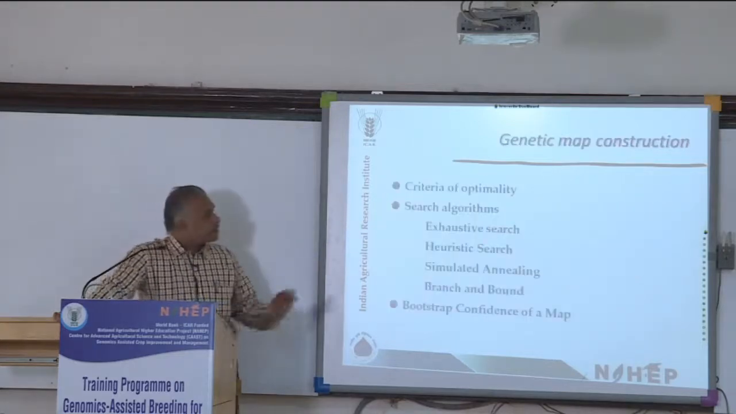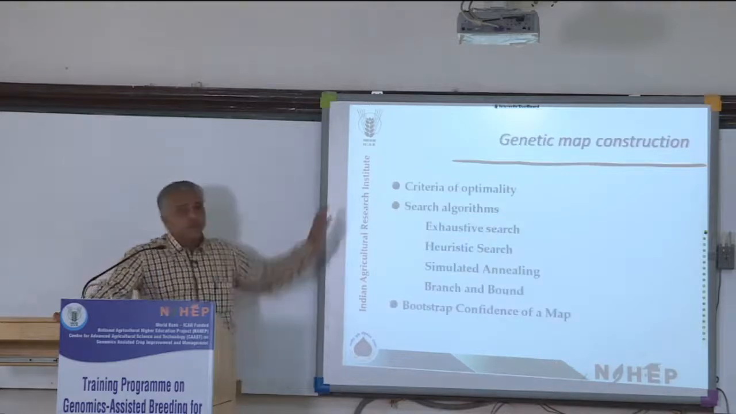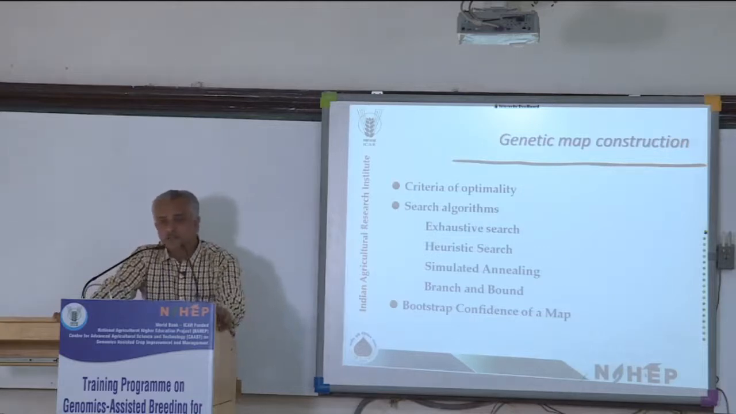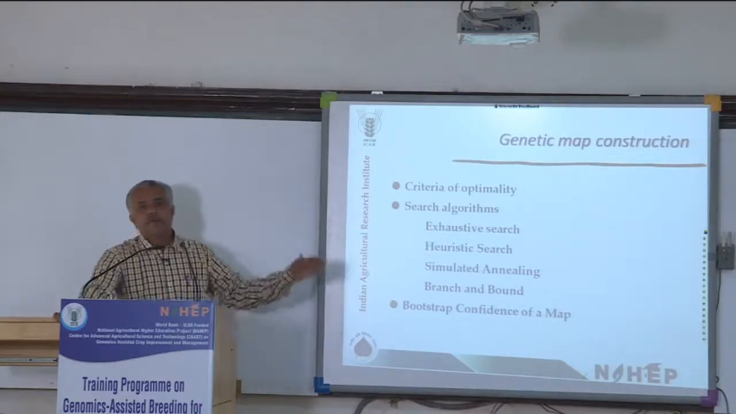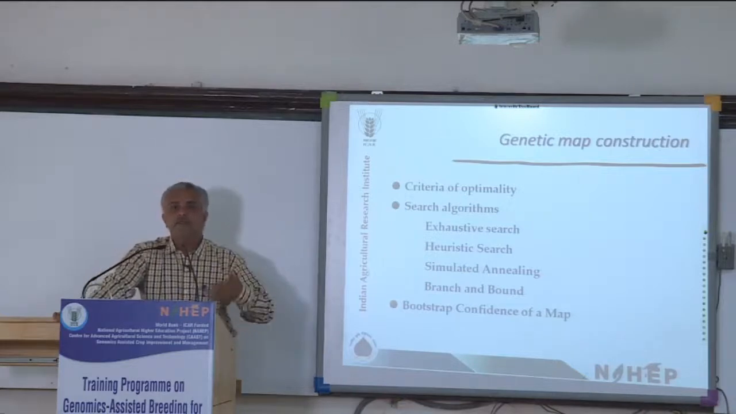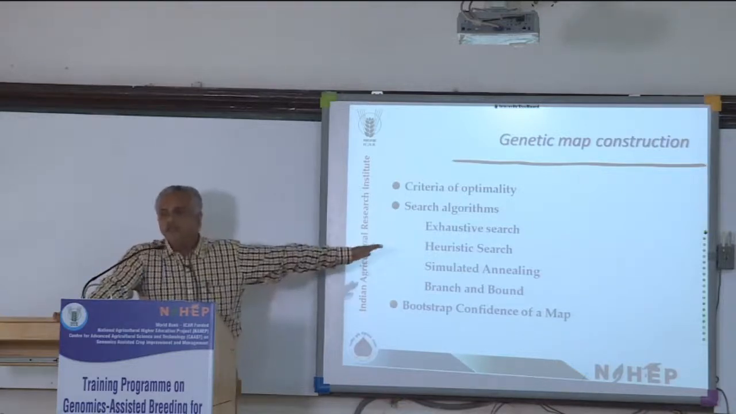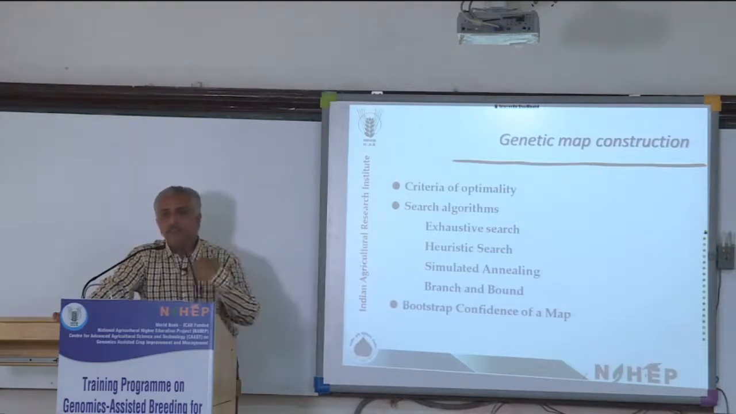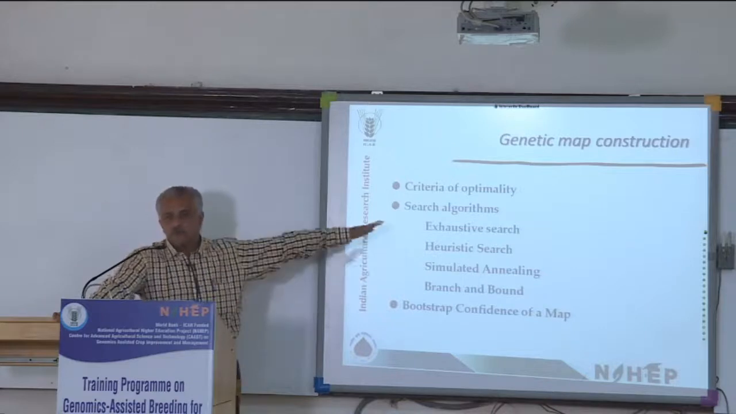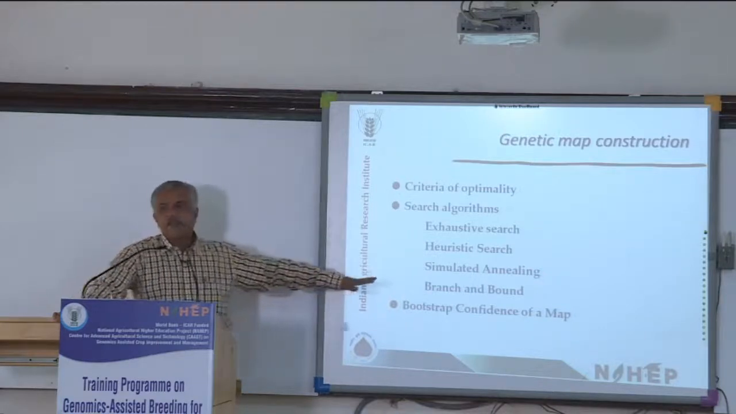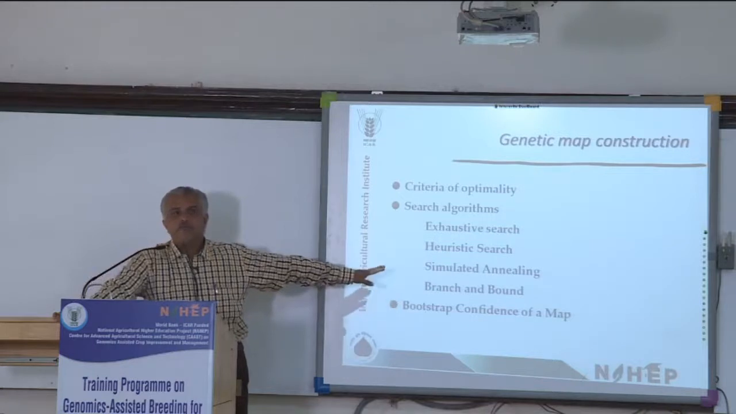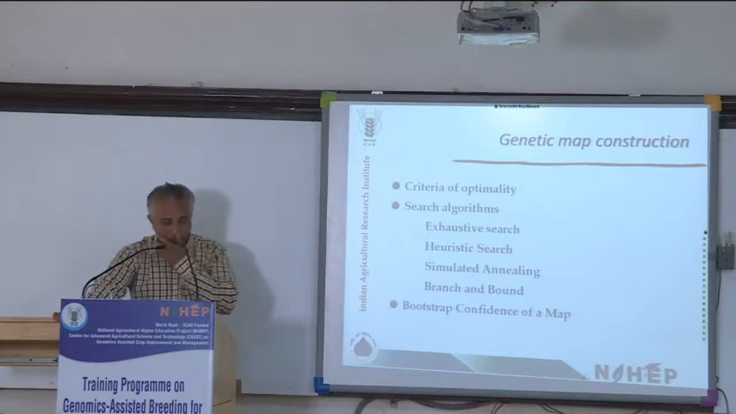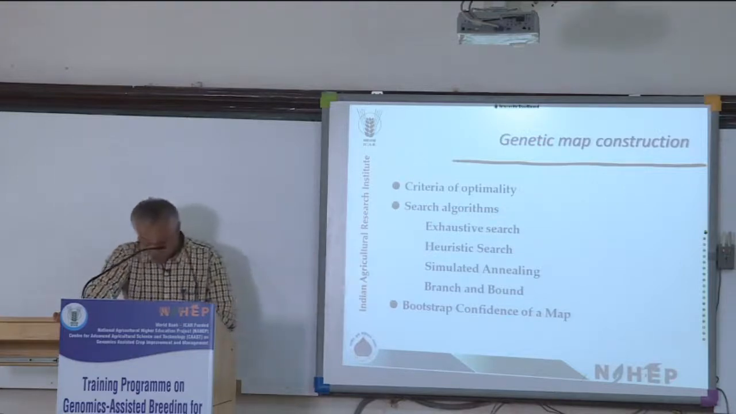So, before that, I told you about the criteria of optimality, and the next step is to go for the search algorithms, which help you identify the best order of the genomes. There are several algorithms we use: exhaustive search, heuristic search. We will see some of these in the practical in the afternoon. Then finally, you check that the map drawn is okay by statistical significance, and you will be able to tell the map is okay. Finally, what you get is this.